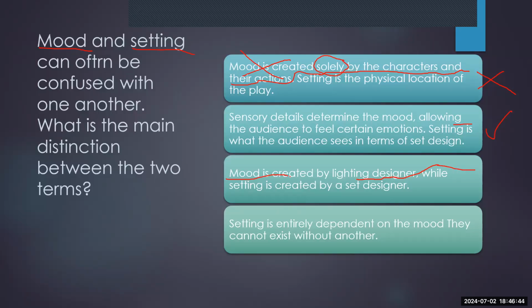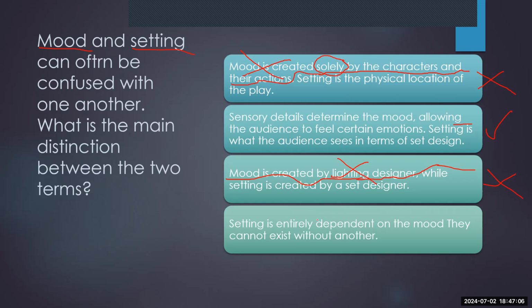Well, we just said that the scenery can set the mood, the actions of the characters can set the mood. Yeah, all those different things we hear, we see, we feel, all those different things can help set the mood. So it's not going to be just the lighting designer. So since that part's wrong, that makes this whole thing wrong.